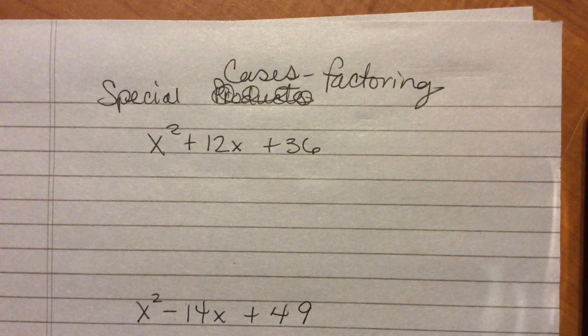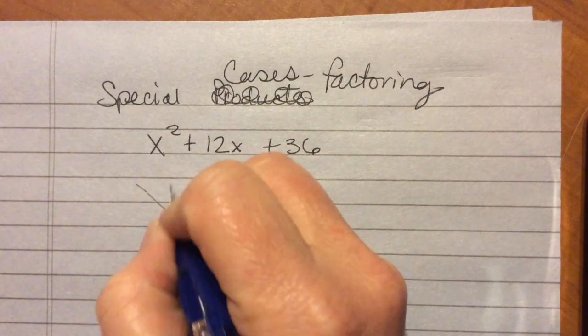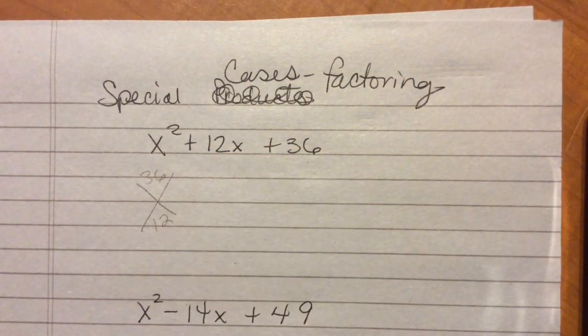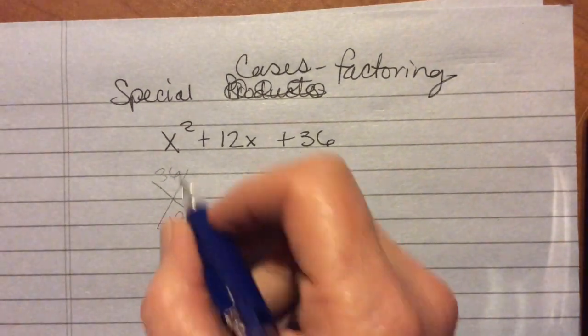All right, guys, let's look at some special cases of factoring. Okay, so we look at this one. It's a normal one where we can set up our x game. So set up your x. 36 goes on top, 12 goes at the bottom. So then you start looking at your factors.